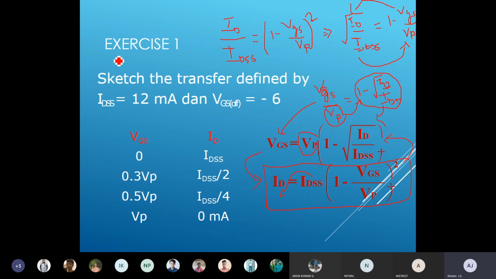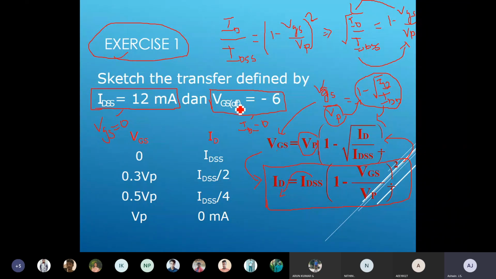Okay, so just a small exercise they are giving. They are giving that IDSS is equal to 12 milliamps. So it represents that when VGS is equal to 0, this is the maximum current. And here they are giving VGS(off) equal to minus 6. So it represents that ID is equal to 0. We already saw in the transfer characteristics, right? When VGS is equal to 0, I get maximum current. So IDSS is equal to 12 milliamps, and VGS in brackets represents off.